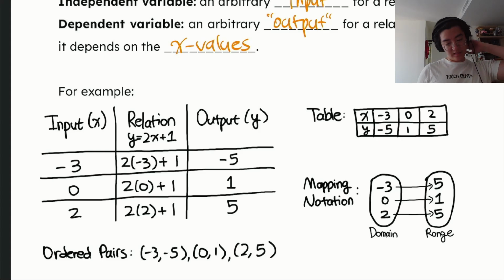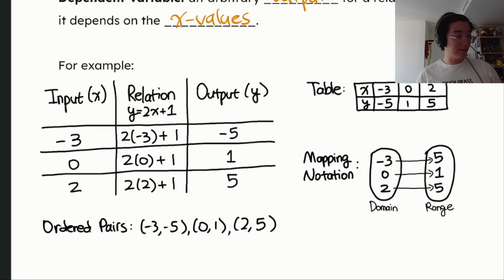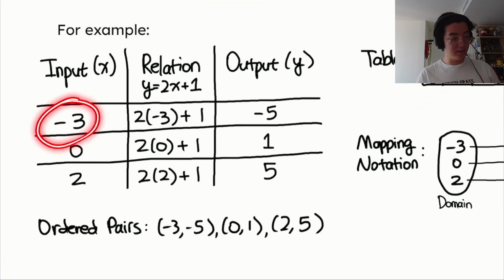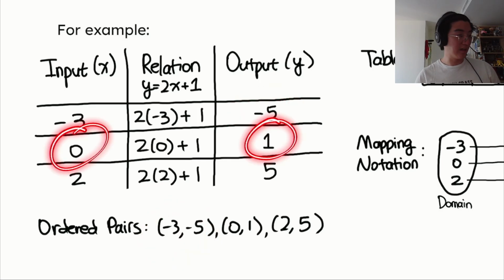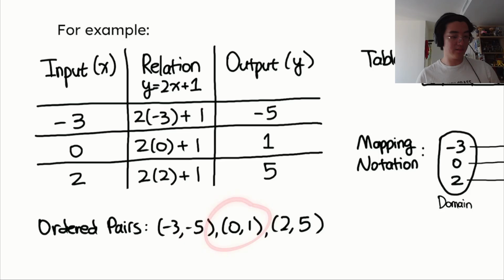Now with those three relations, just completely random numbers, we could have picked any number, we can put them into ordered pairs. The input is x, so negative 3. Negative 5 is the output. That's our ordered pair. 0, comma 1. 2, comma 5.